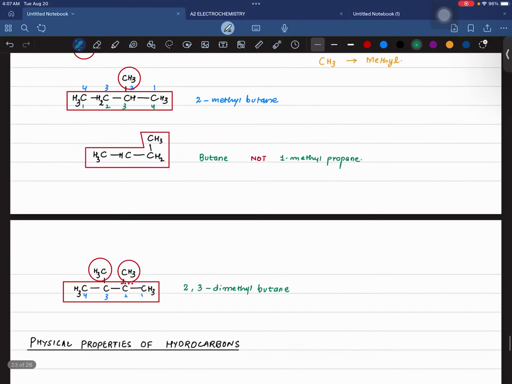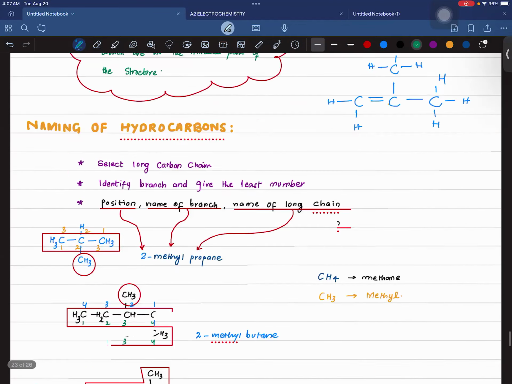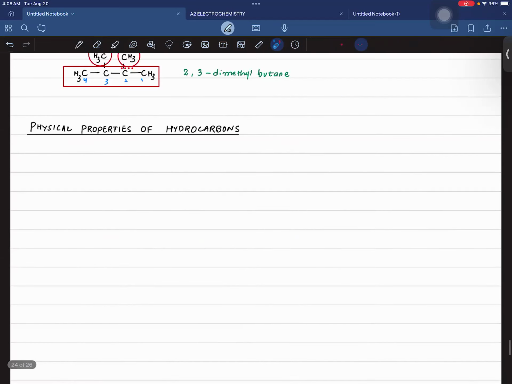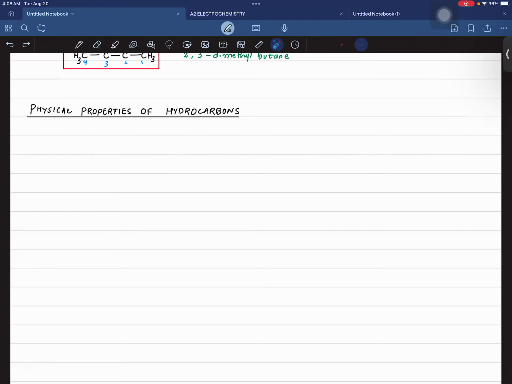Like I told you, let's suppose this is methane, ethane, propane, then butane, then pentane. So the difference is CH2, CH2, CH2, CH2. So this is a homologous series in which methane, ethane, propane, and butane all belong to the same family, that is alkane, and they have the same functional group. They would have the same chemical properties, but different physical properties. So why do they have different physical properties? Today we are going to discuss that.